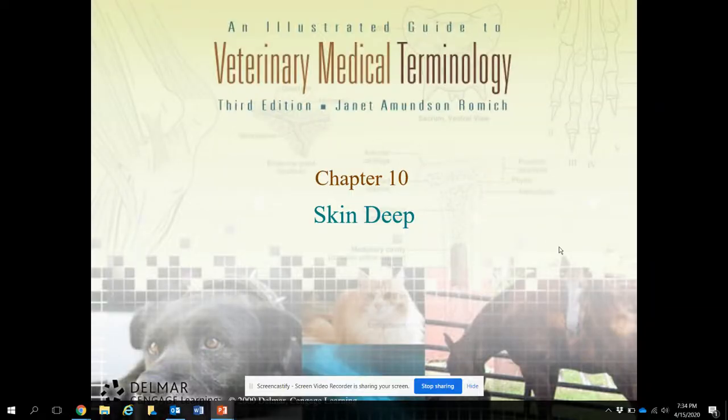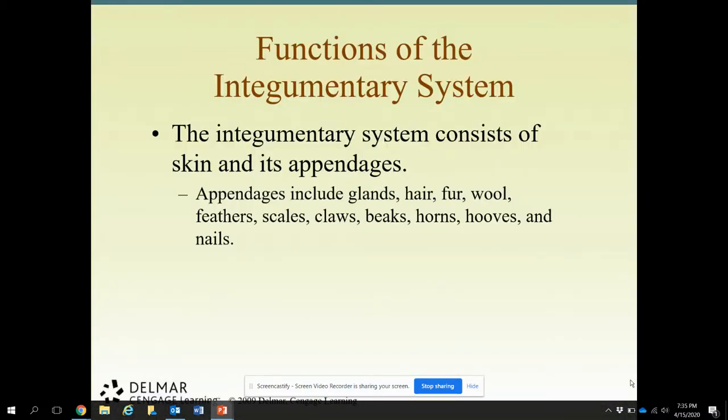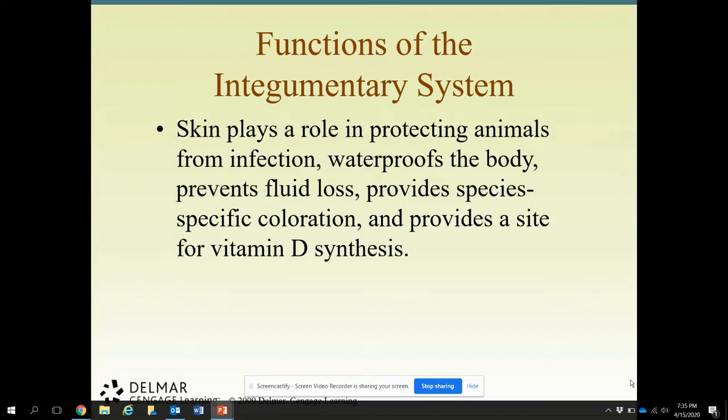All right, so Skin Deep, Chapter 10. The integumentary system consists of the skin and its appendages. So the appendages include glands, hair, fur, wool, feathers, scales, claws, beaks, horns, hooves, and nails. The function of the integumentary system. So the skin plays a role in protecting the animal from infection, waterproofs the body, prevents fluid loss, provides species-specific coloration, and provides a site for vitamin D synthesis.